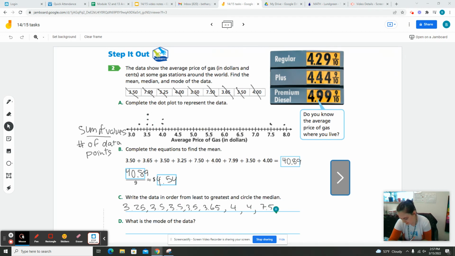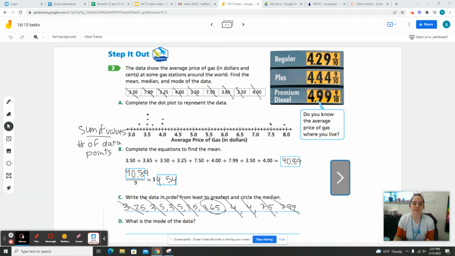7.5, and 7.99. Okay, in order to find the one in the middle, I usually do a little cross out because we want to take one from each side going into the middle. So I'll cross out the 3.25 and the 7.99. Then I'm going to cross out one of the 3.5s and then the 7.5. Then I'm going to cross out the 3.5 and the 4, right? So that way we're moving in from each side exactly evenly. Then I'm going to cross out one more, and what's left is our 3.65. So $3.65 is the data value that's right in the middle of all the other ones.